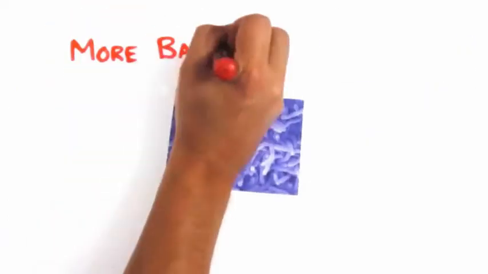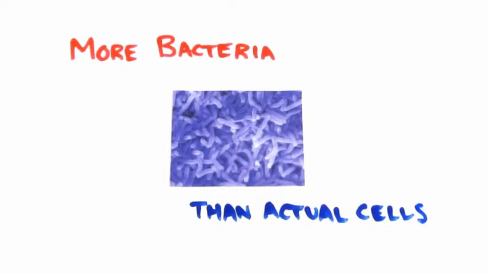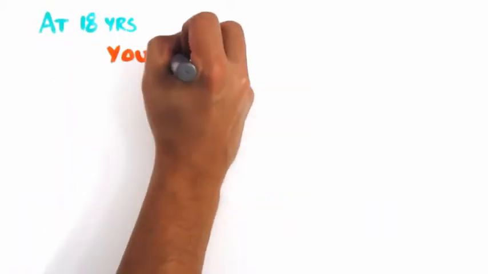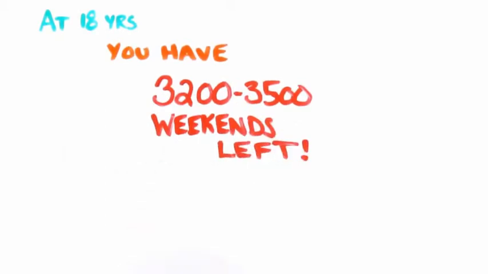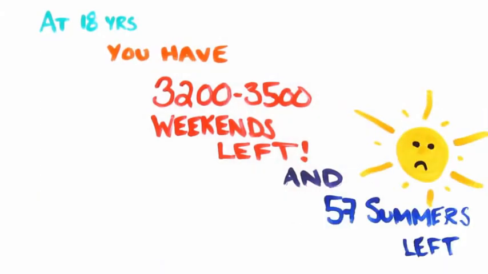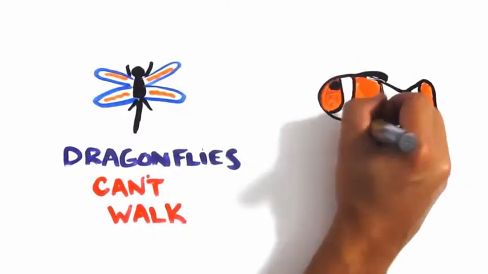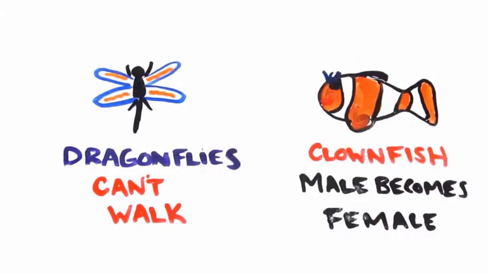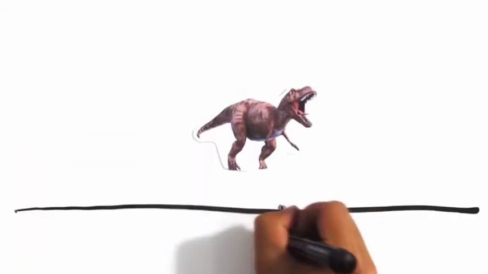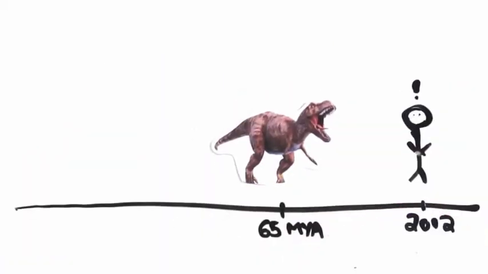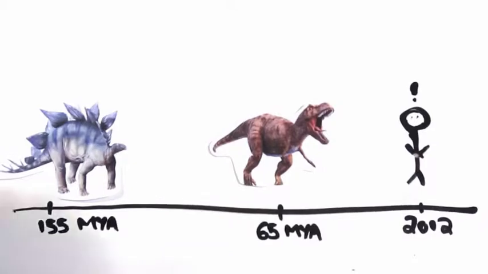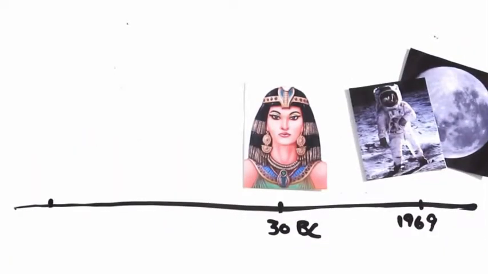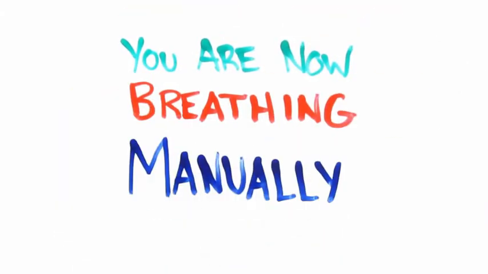All the while, there are more bacterial cells in your body than actual somatic body cells. And if you've made it to age 18, you have, on average, 3,200 to 3,500 weekends left in your lifetime. More importantly, you only have about 57 summers left. And did you know that while dragonflies have legs, they can't walk, only land? Or that in a population of clownfish, if the female dies or is removed, the most dominant male will become a female? The Tyrannosaurus, in terms of time, is closer to today than to when the Stegosaurus roamed the Earth. To the same token, Cleopatra lived closer to the first moon landing than to the construction of the pyramids. And just for fun, when I say it, you are now breathing manually.